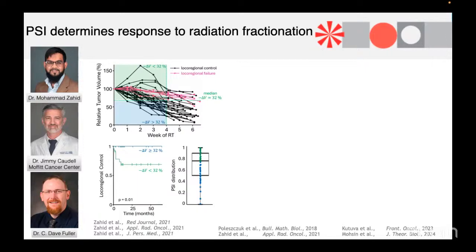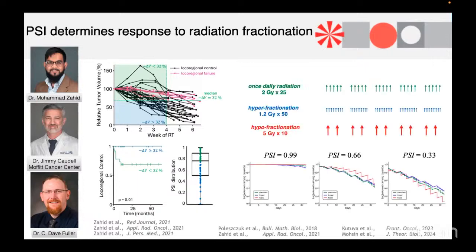So if we then run mathematical model simulations for different clinically approved radiation protocols, so all of these patients received once daily radiation, 2 gray once a day. We asked the question, what about hyperfractionation? Smaller doses twice a day, or hypofractionation, which is larger doses less frequently to give normal tissue a chance to recover.